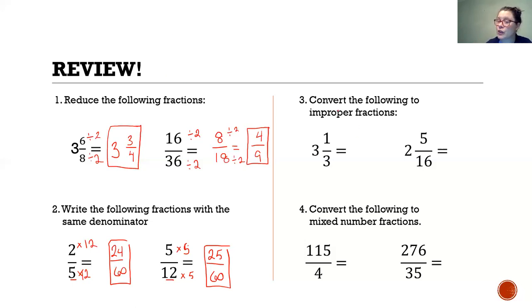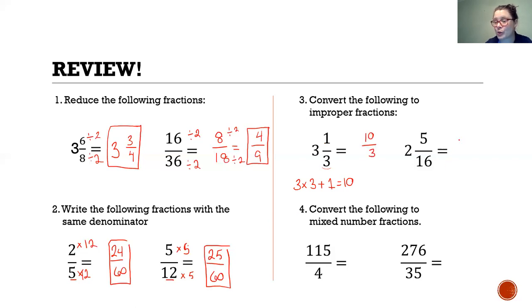Next one, convert the following to improper fractions. So in order to do that, if you remember, we're going to take the number of pieces in a whole, multiply it by the wholes. So we're going to have 3 times 3 plus the one number that we have in the part case. So 3 times 3 plus 1 gives me 10. So 9 plus 1 is 10. So this is the same as 10/3.